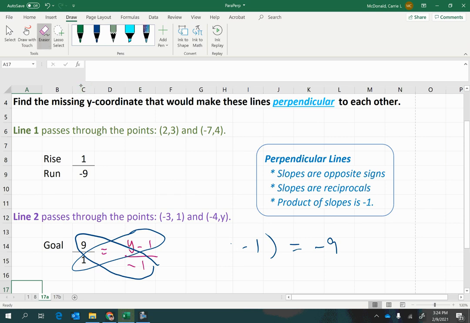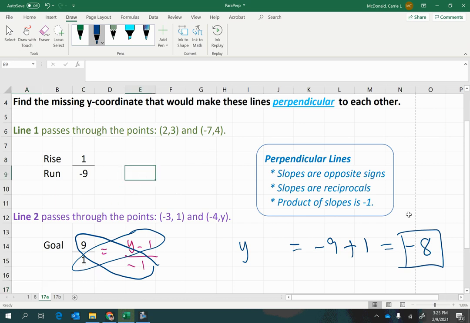So we can go ahead and just rewrite this more simply as y minus 1. And then we only have to add the 1 to both sides to get rid of this and have y alone. So then we get that y is equal to negative 8. So this time the final answer is negative 8. Negative 8 is the coordinate that you would need in this point to force these two lines to cross at a 90-degree angle. Now, to test this out, you can test that the product is equal to negative 1.